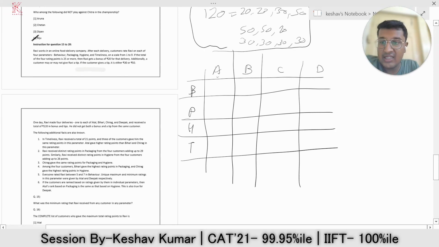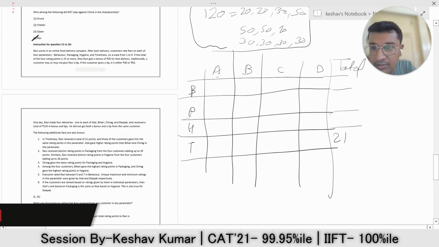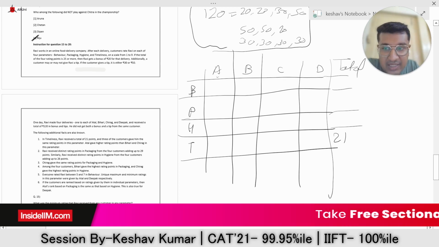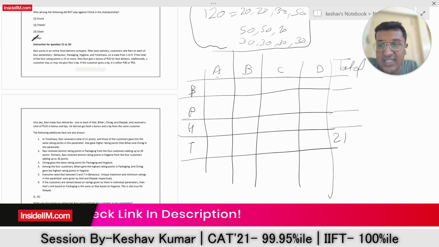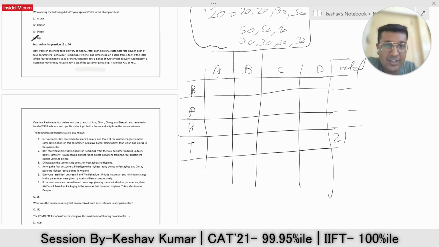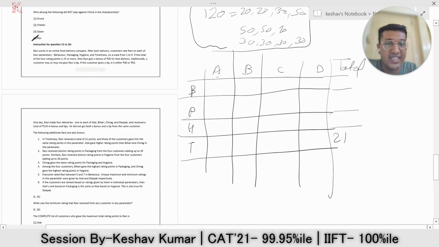Okay, in timeliness, Ravi received a total of 21 points, and 3 of the customers gave him the same rating points in this parameter. Atal gave higher rating points than Bihari and Chirag in this parameter. So A must have been, let's say, Y, and B, C, D must have been X, X, X, and Y must be greater than X. In how many ways can you find this combination of X and Y?